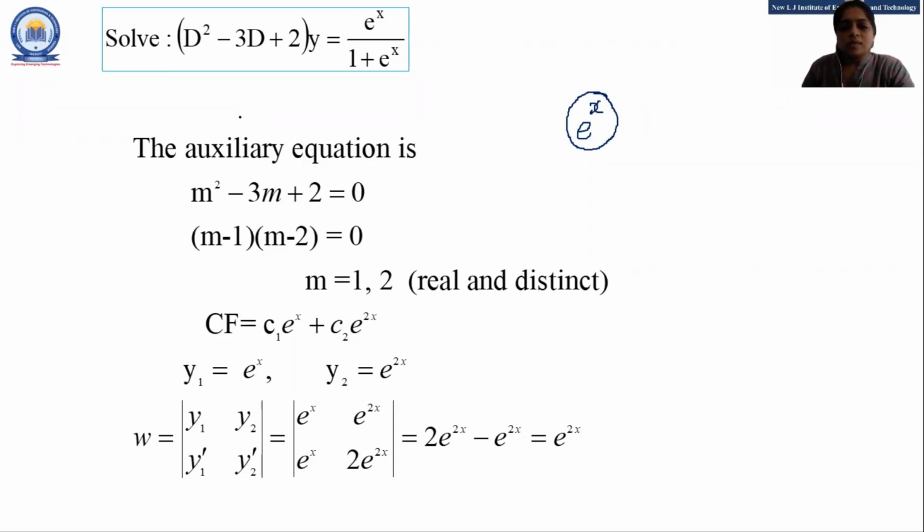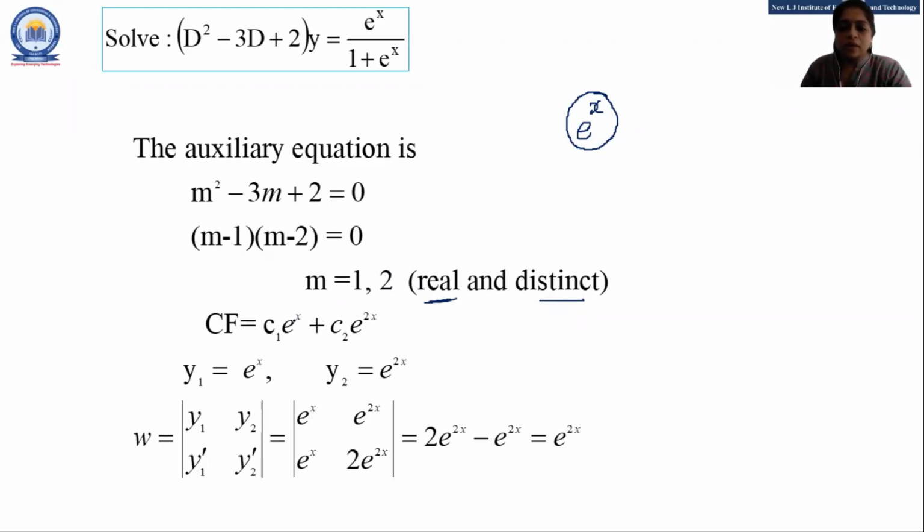For the solution of this example, the auxiliary equation is m square minus 3m plus 2 equal to 0. So the factors of this equation are m minus 1 and m minus 2 equal to 0, right? So m equal to 1 and 2. Both roots are real and distinct.